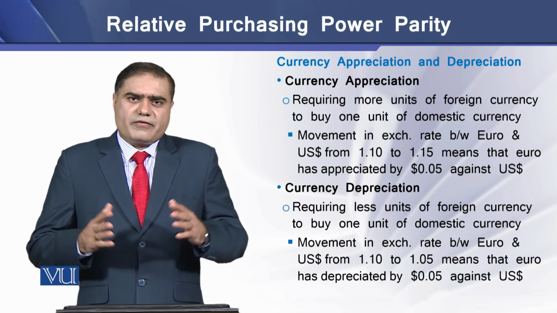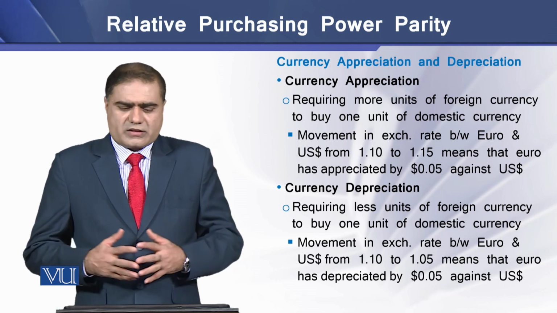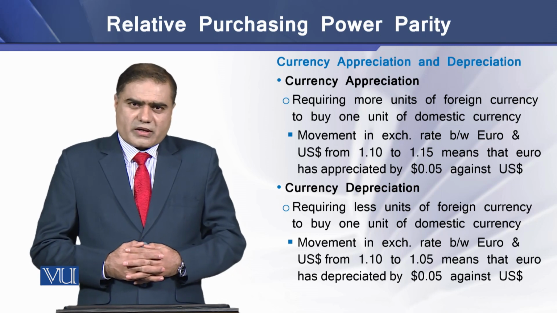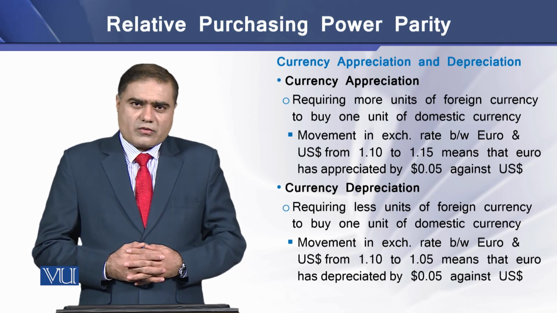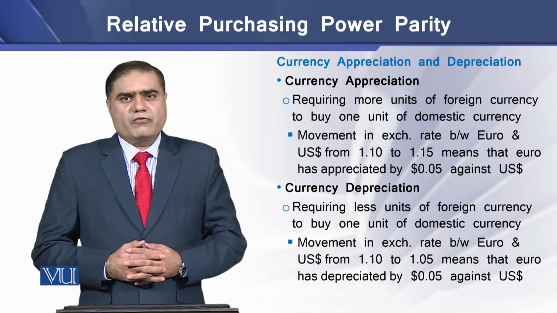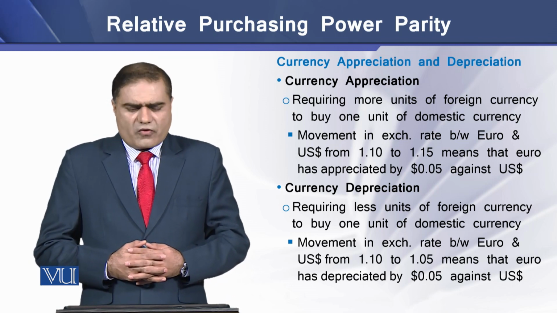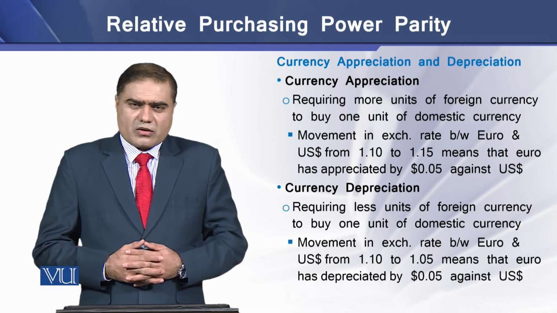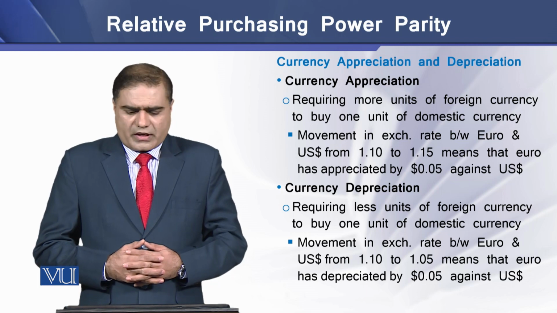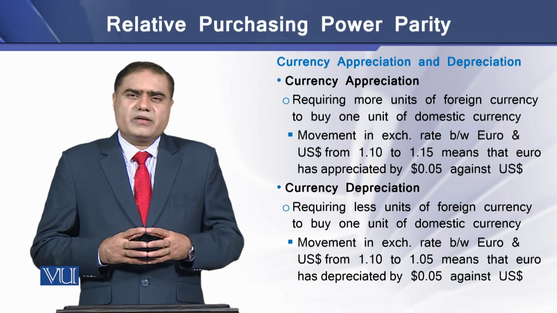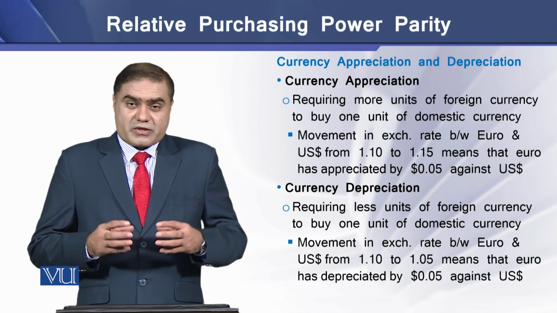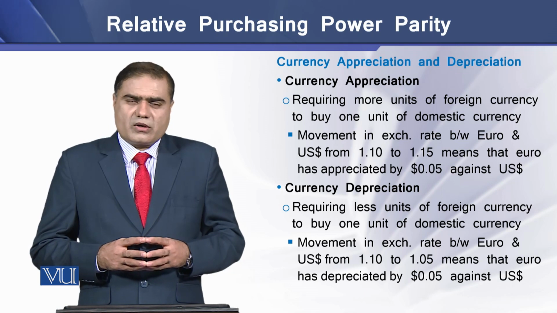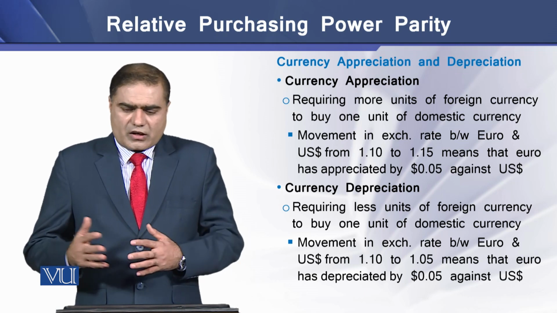There is a difference between currency appreciation and currency depreciation. Currency appreciation refers to the requirement of more units of foreign currency to buy 1 unit of domestic currency. For example, a movement in the exchange rate between the euro and the US dollar from 1.10 to 1.15 means that the euro has appreciated by 0.05 US dollar against the dollar.